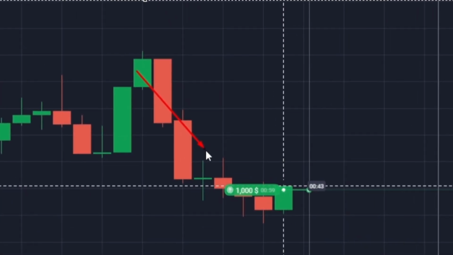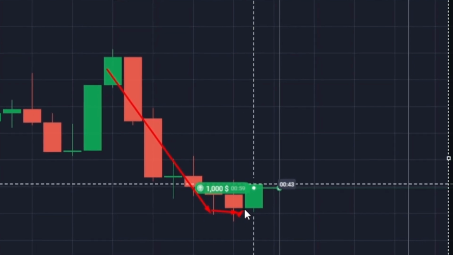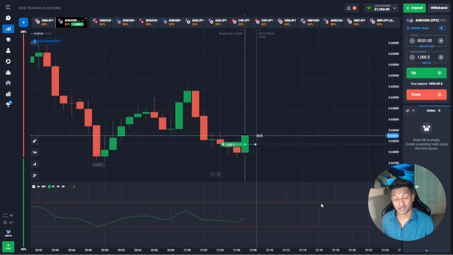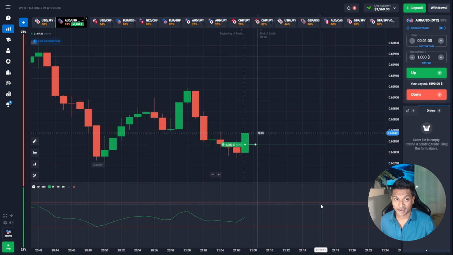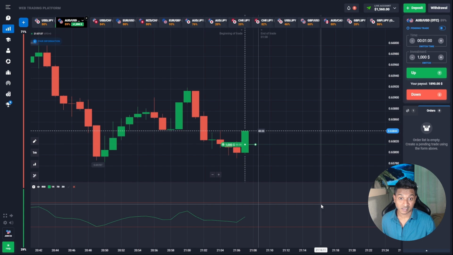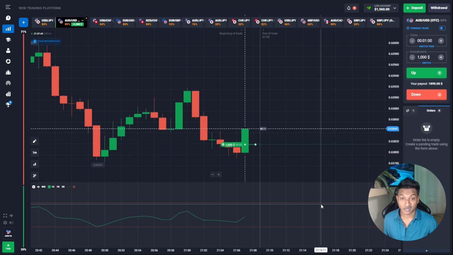And guys, look at this, let me explain. It went down, it was in the range zone, hit the bottom, and it turned up. It's pushing up right now, climbing up. So the AUD USD currency pair, it's a good one, and we can make 89% profit. It means if I make this profit, it will be almost $890. I will cash out $1,890. So let's wait and see, guys.